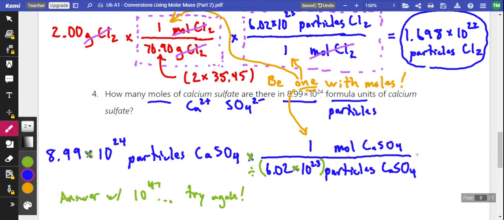So let's try and throw this into our calculator. 8.99 times 10 to the 24th, times 1, which doesn't do anything, divided by parentheses 6.02 times 10 to the 23rd. Close my parentheses, and now I can put my stuff in my calculator. I get 14.93-ish moles of calcium sulfate, CaSO4.